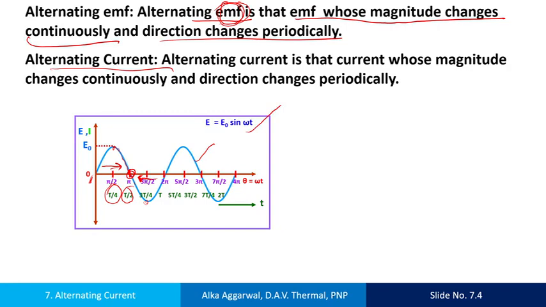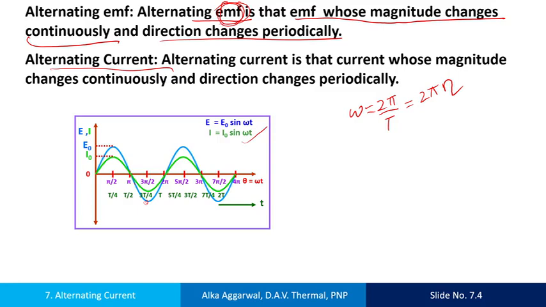This is an instantaneous value. This is the peak value, and this is the angular frequency, which is equal to 2 pi upon T, or equal to 2 pi n. t is the time at a given instant. This green color represents the alternating current. This green color is the current. And current is also represented in this way.